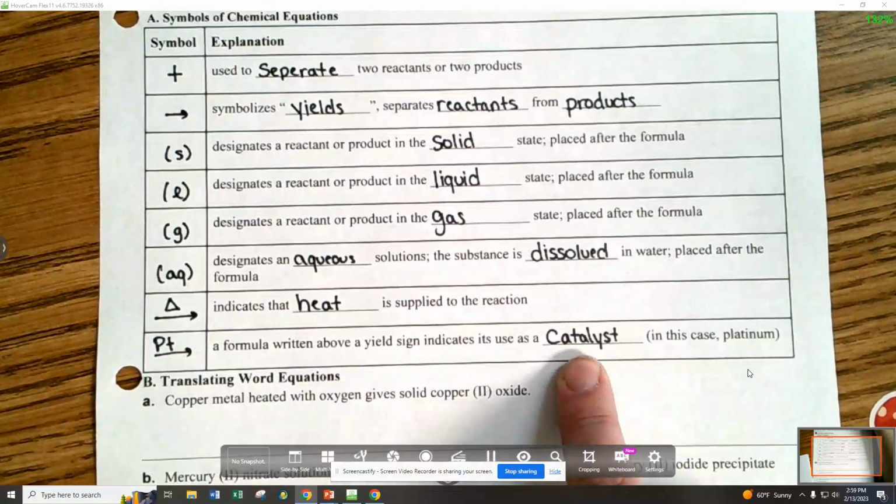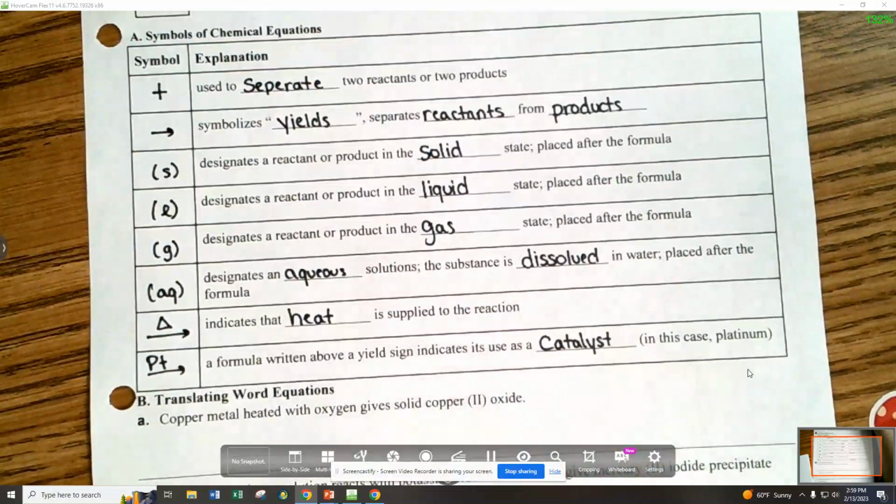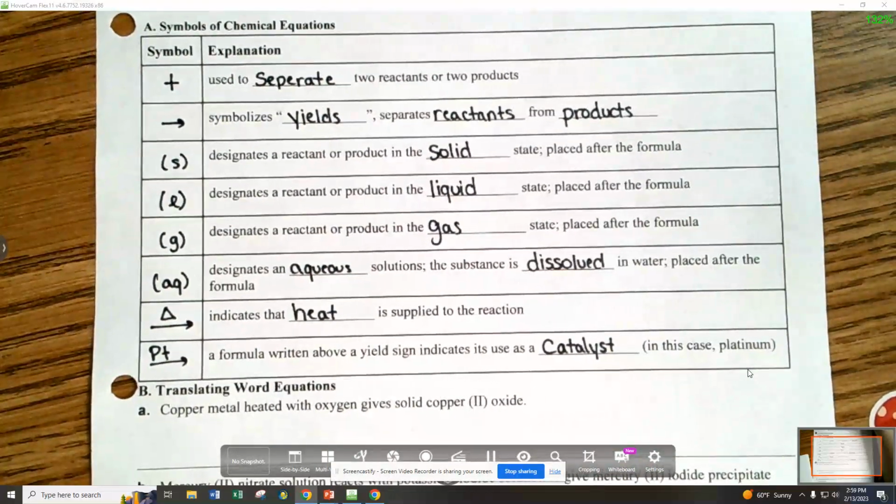And then from there, we have a catalyst. You guys talked about catalysts in biology last year. A catalyst is basically a binding site for reactions. It's not a reactant, it's not a product, it's not consumed within the equation or within the reaction, but rather speeds up the reaction because it lowers the activation energy. You guys may remember doing a lab with liver last year in biology, and that was showing the use of a catalyst with helping enzymes.